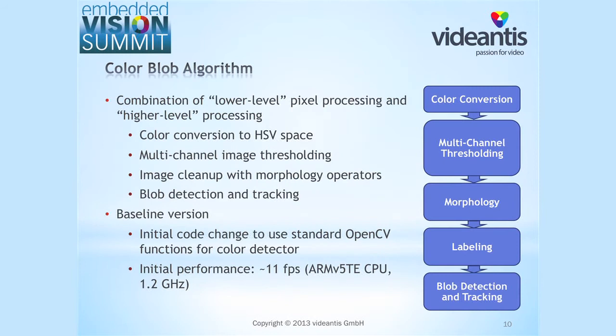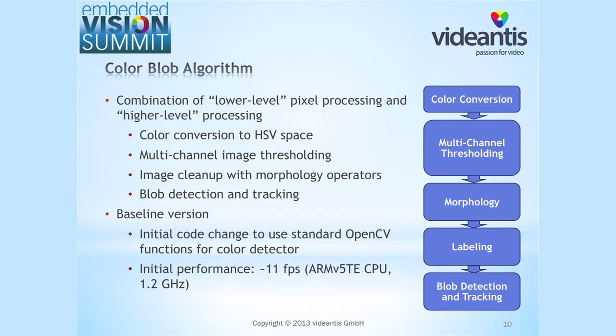If you look a little bit more into the details of the algorithm for this color blob, you'll see that it's the classical partition of a lower level processing that Mario already introduced and the higher level symbolic level processing. So we have color conversion into a different color space. We have some multi-channel image thresholding there. We have morphology operators that are being applied. And then we have the actual labeling and the blob detection and tracking.